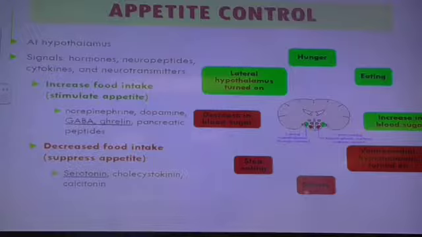But this list is commonly found in almost all species. The ones that increase food intake, or stimulate the appetite center, are norepinephrine, dopamine, GABA, ghrelin, which we're going to talk about, and pancreatin. The signals that decrease food intake or suppress the appetite are serotonin, cholecystokinin, or calcitonin.